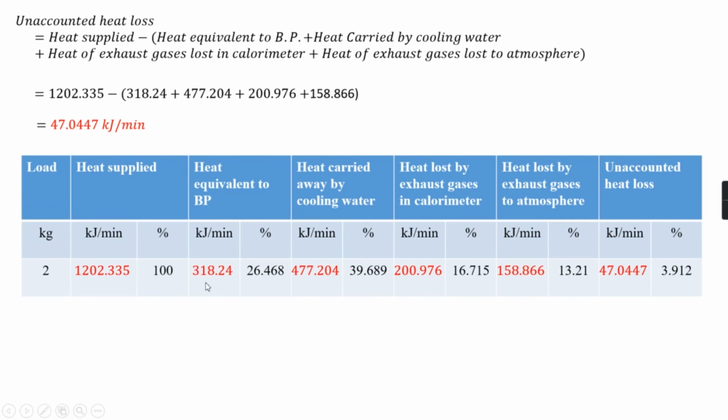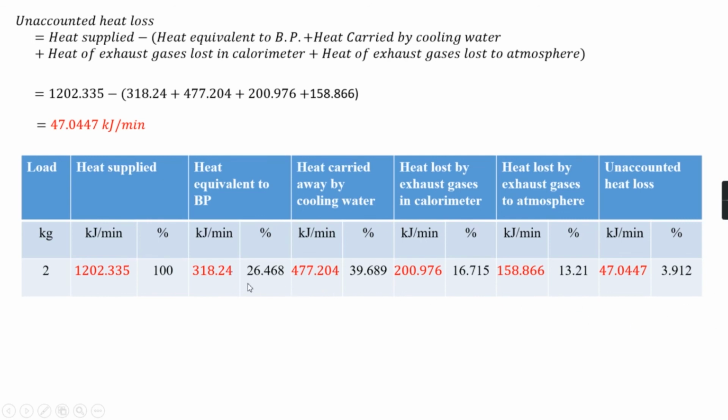So now I can easily write heat supplied equal to, in terms of kilojoule per minute, heat equivalent to brake power, heat carried away by cooling water, heat carried away by cooling water in calorimeter, heat loss to the atmosphere, and unaccounted heat loss, on a kilojoule per minute basis. Similarly on a percentage basis. So heat supplied, we'll consider it to be 100%, and then we'll calculate how much is the percentage of each heat loss.